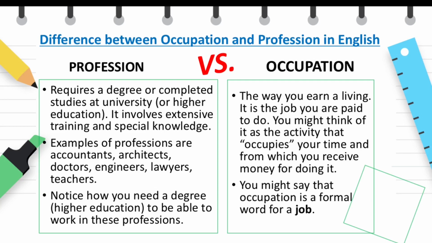What about occupation? Occupation is the way you earn a living. It is the job you are paid to do. You might think of it as the activity that occupies your time from which you receive money for doing it. You might say that occupation is a formal word for a job.